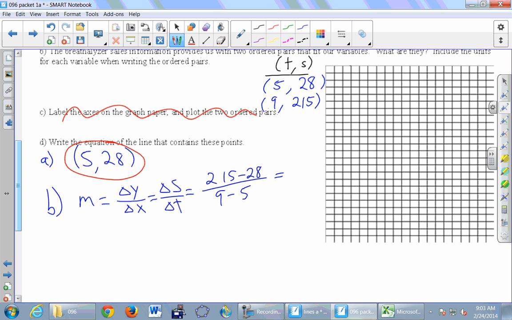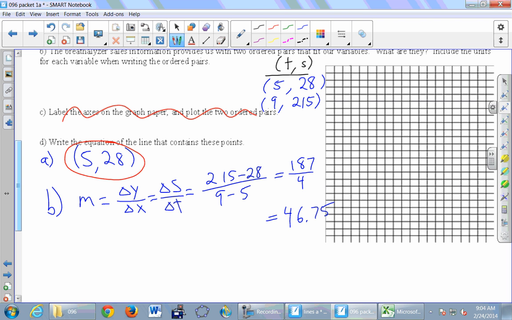Okay, so what do we get upstairs when we subtract? What is it? 187? Thank you. Divided by 4. Okay, and generally I'm a fraction guy over being a decimal guy, but oftentimes in word problems, decimals are more natural than fractions. So this guy as a decimal. Okay, 46.75. Okay, so we've got our slope.